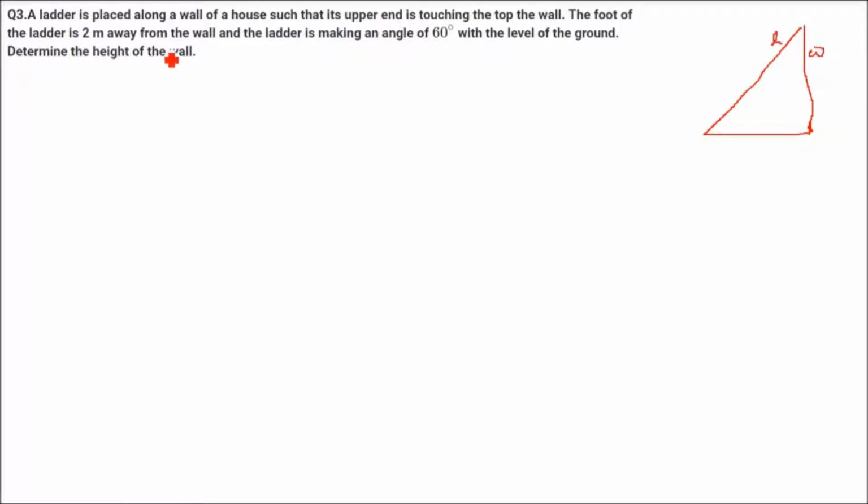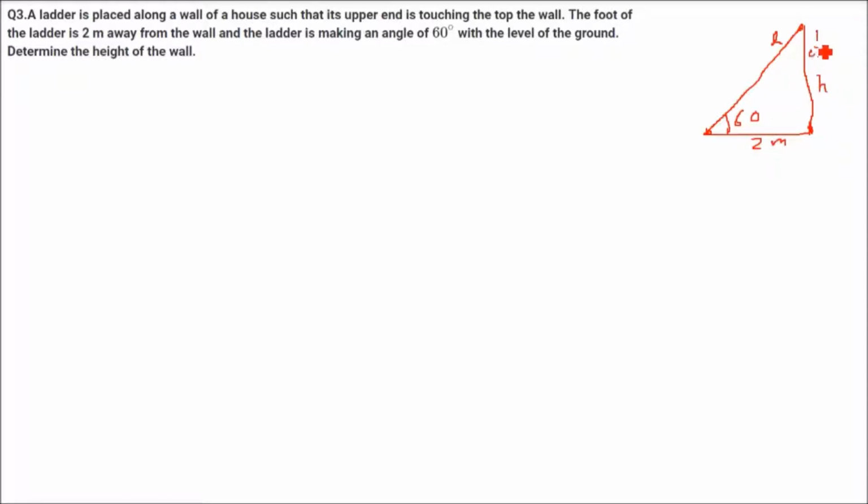The foot of the ladder is 2 meter away from the wall. So this is the foot of the ladder, this is the top of the ladder. So it is around 2 meter away from the wall. The ladder is making 60 degrees. So this is 60 degree from the level ground. Determine the height of the wall.